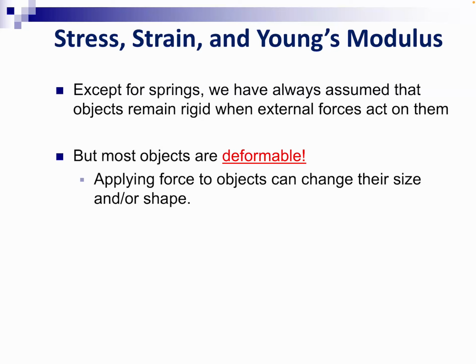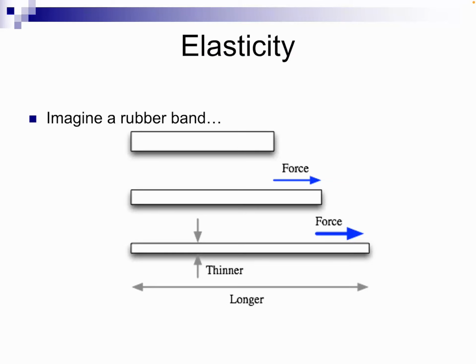But in reality, objects are actually deformable. Even the objects that we assume to be rigid are, to some extent, deformable. And there are many objects that are more deformable than others. So in this lecture, we will deal with the deformability of objects. An example of a very deformable object is an elastic band or anything that's elastic.